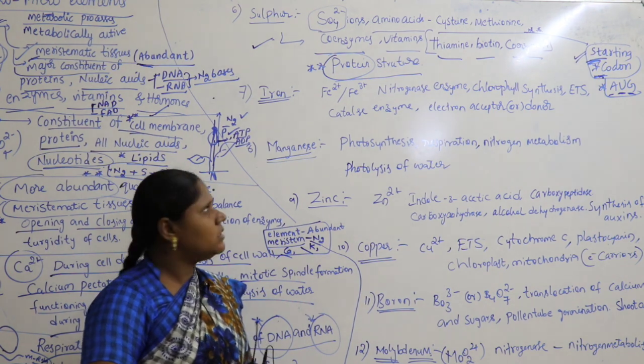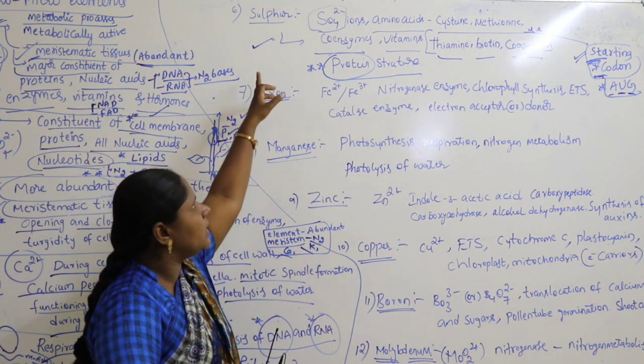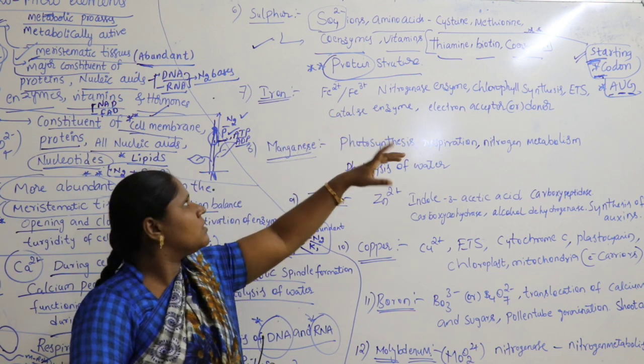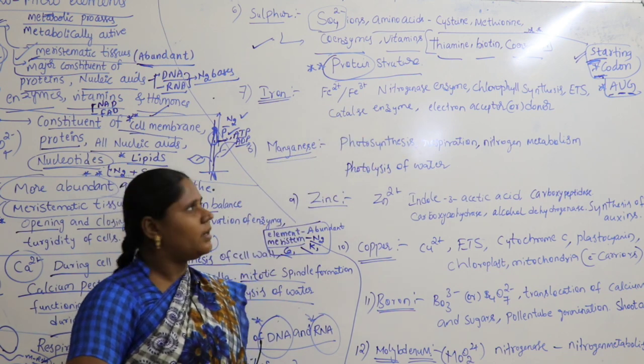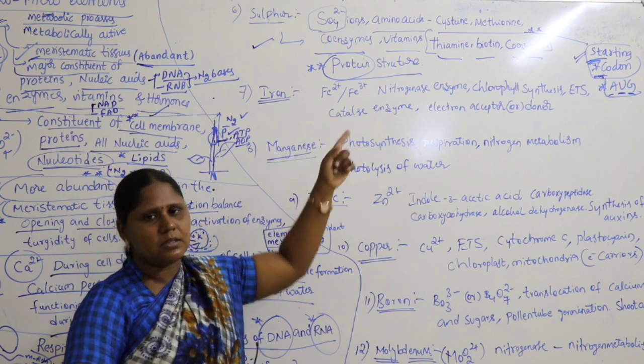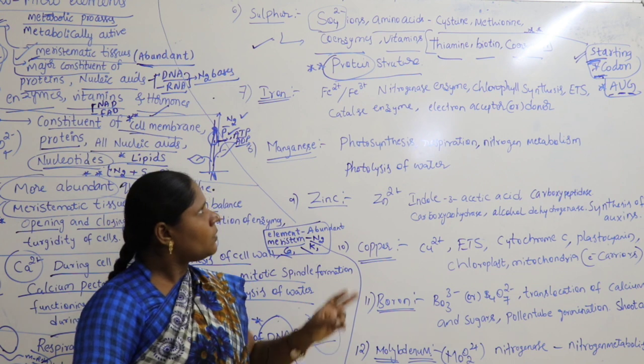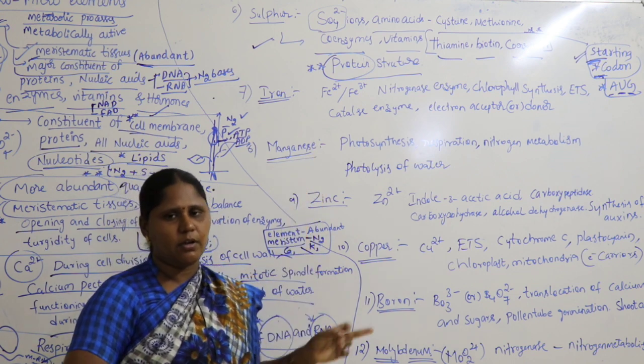Again I am telling you guys, take one white paper and take each element, and note in which metabolic process it plays a role. You have to remember all of it. Again I repeat, sulphur containing amino acids are a very important question: cysteine and methionine. The cysteine structure we have in biomolecules.